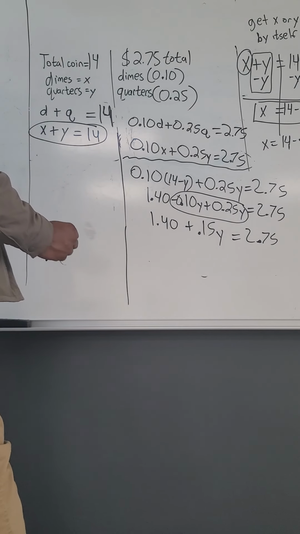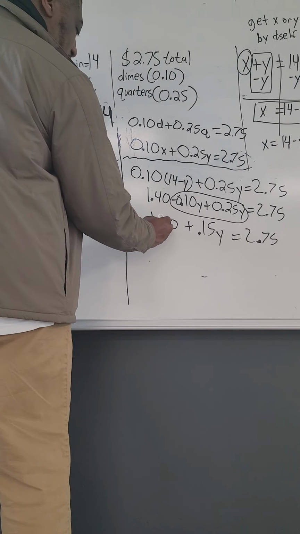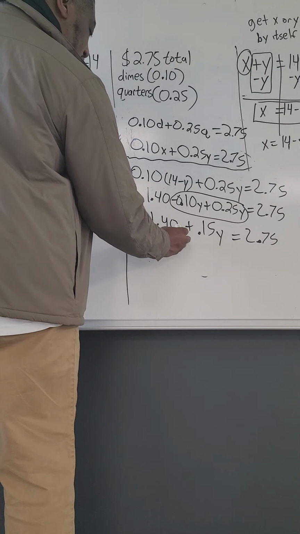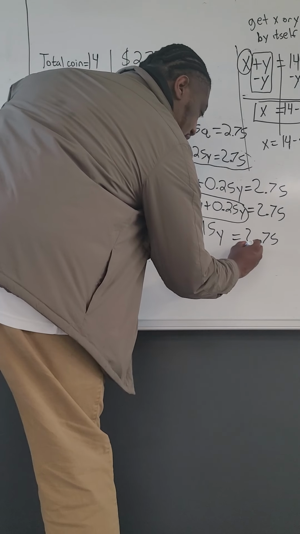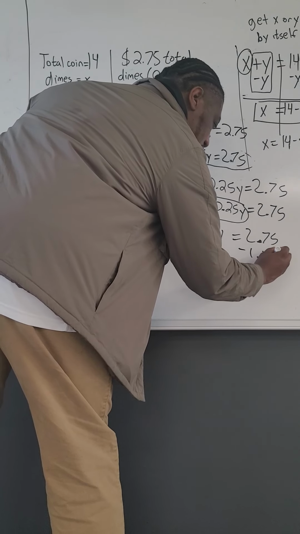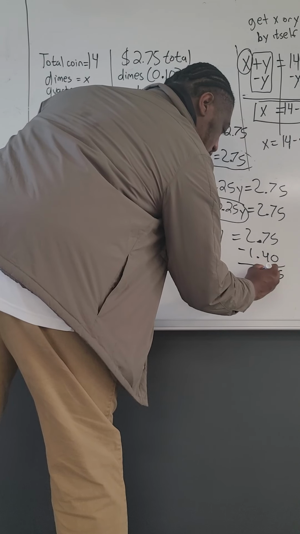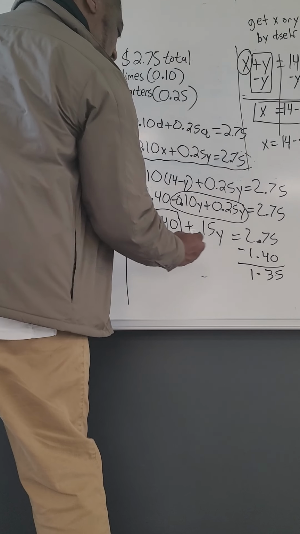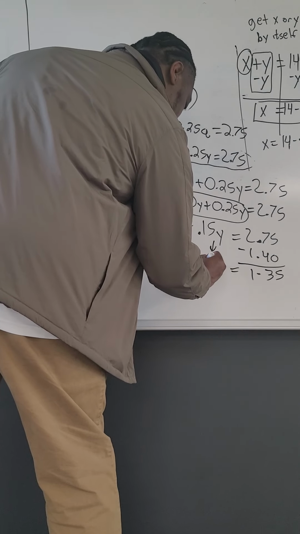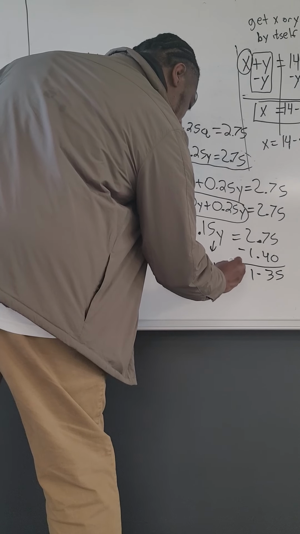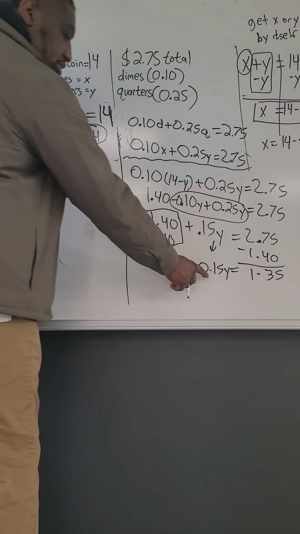Now this looks like something that I can solve. I have my constant off to this side. I could do the opposite there. Since it's a positive $1.40, go ahead and make it a negative. Make it a negative $1.40 here. That's going to give you $1.35 equals, bring that down, 0.15 Y. And now all I got to do is divide here.